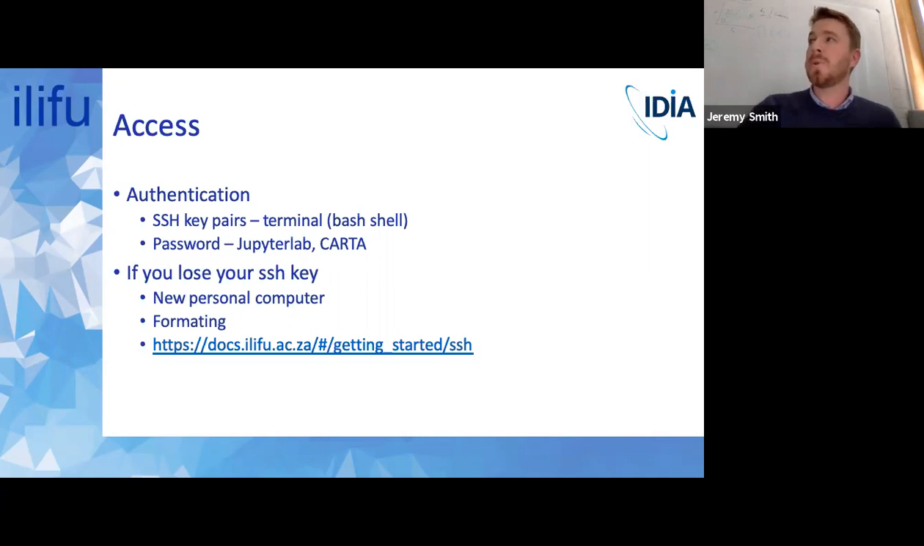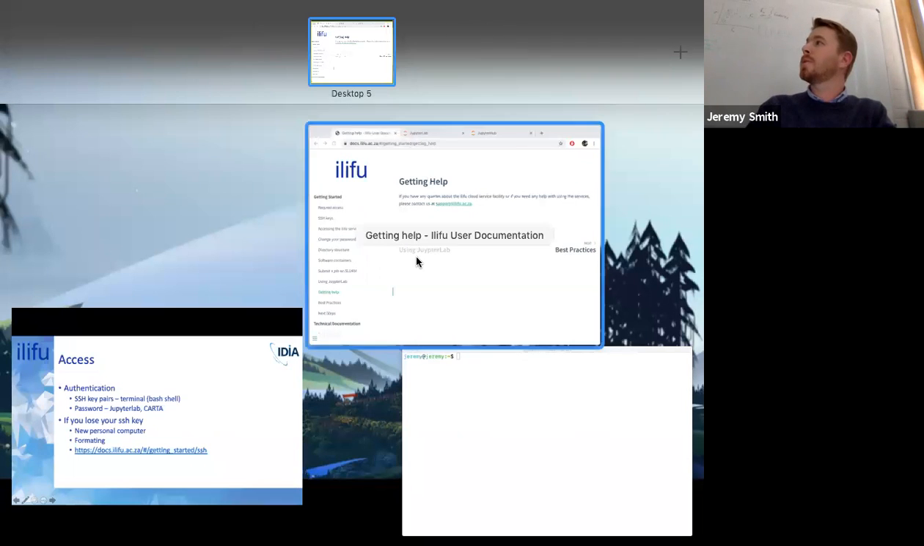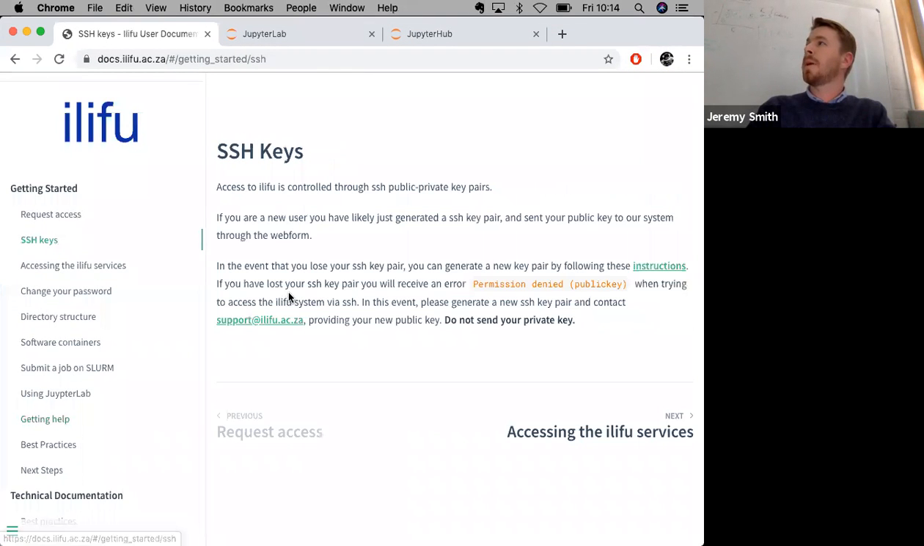If you format your personal computer or you receive a new laptop, you will likely lose your SSH key unless you've saved it somewhere. In that case, when you try to SSH into the SLURM cluster, you're going to get a public key denied error, which means you don't have authentication anymore. If that is the case, you need to recreate your SSH key. Let me just show you in the documents where to do that. So here's information about the SSH key. You can follow these instructions here, and then you can send us your public key again, and we'll update it in the system.